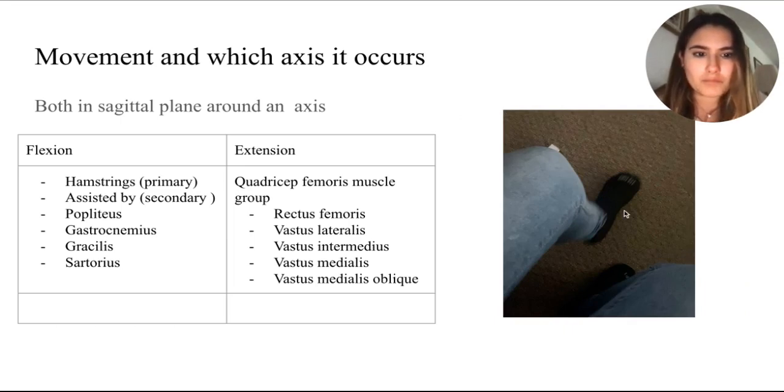As for the movement and which axis it occurs in, flexion and extension both occur in the sagittal plane and around the x-axis, and these are some of the muscles that aid in this movement.